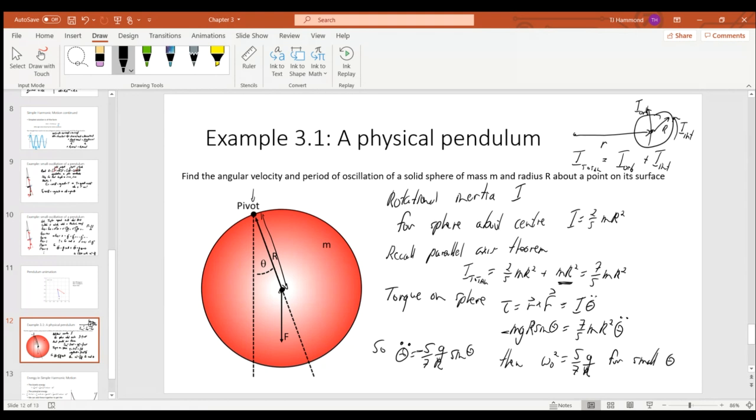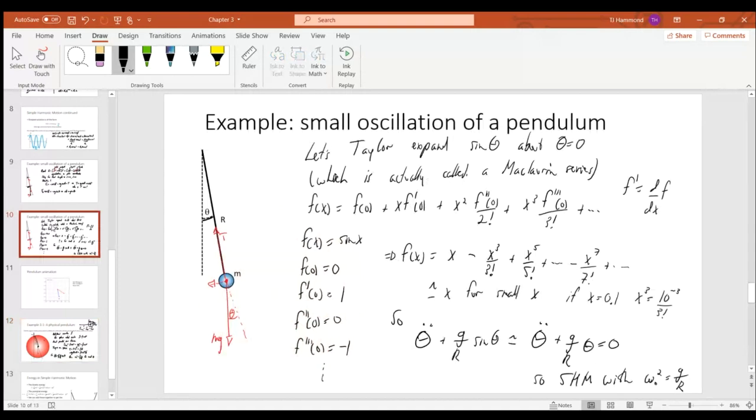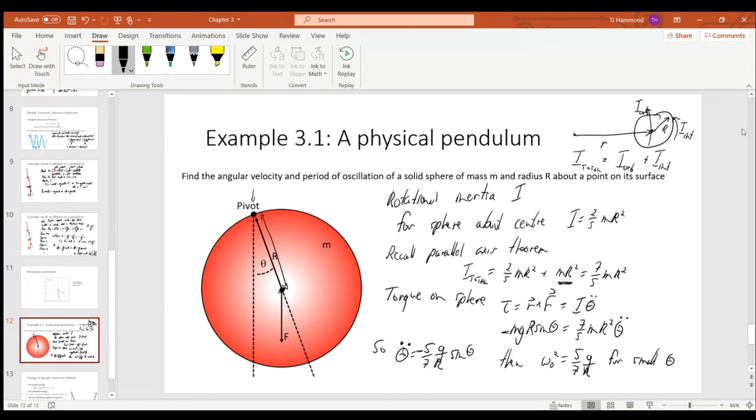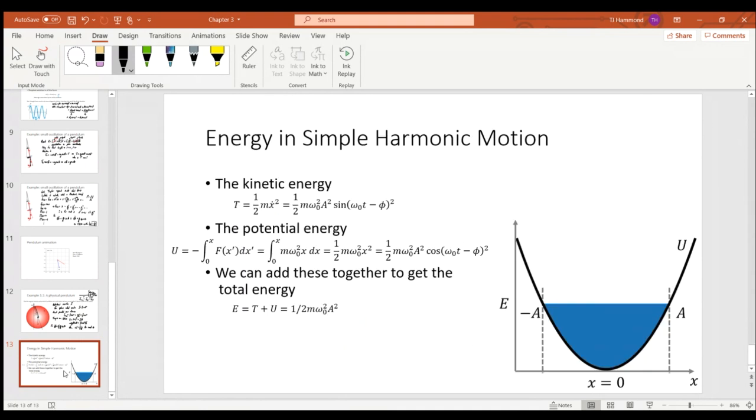Compare that to our simple pendulum, where the frequency squared was g over r. Now for the physical pendulum, a sphere pivoting about its edge, we get 5/7 times g over r. And now we come to the end of the slides.